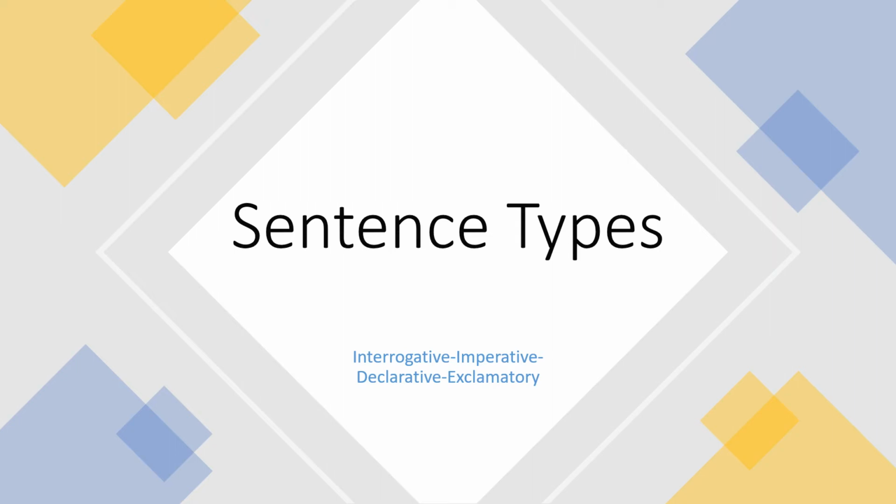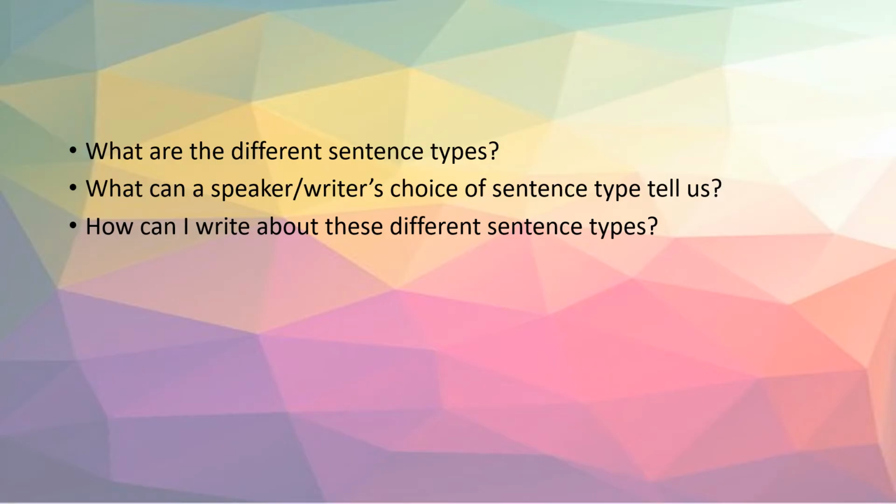Hi everyone and welcome to this video on different sentence types. Now there are different grammatical sentence types such as simple and compound sentences, but this video is focusing on the functions different sentence types can have, specifically the differences between interrogative, imperative, declarative and exclamatory sentences. So our focus today is what are the different sentence types, what can a speaker or writer's choice of sentence types tell us, and how can I write about these different sentence types?